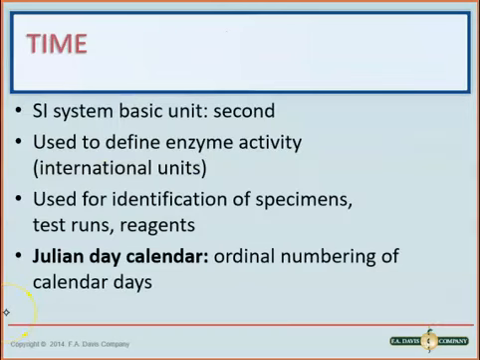Time is another important measurement in the laboratory. We use the SI system's basic unit, which is seconds. We measure things like enzyme activity in seconds, again, which is the international units. We also use time to identify specimens, when things were collected, the time that things were run, when reagents were put into use, when things expire. We also use the Julian calendar. This is when we have a calendar of 365 days and a leap year, and we're going to look at an example of that on the next slide.